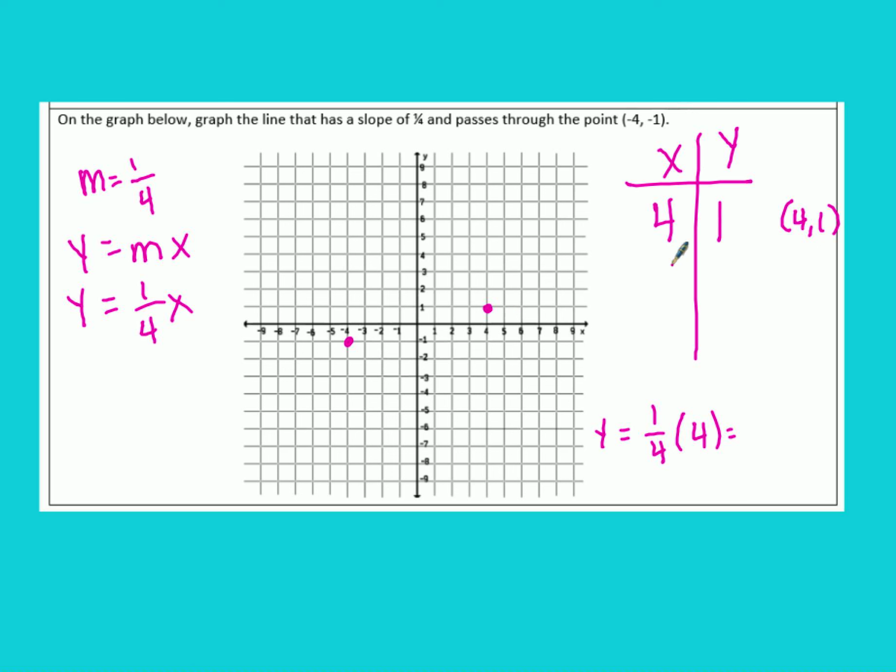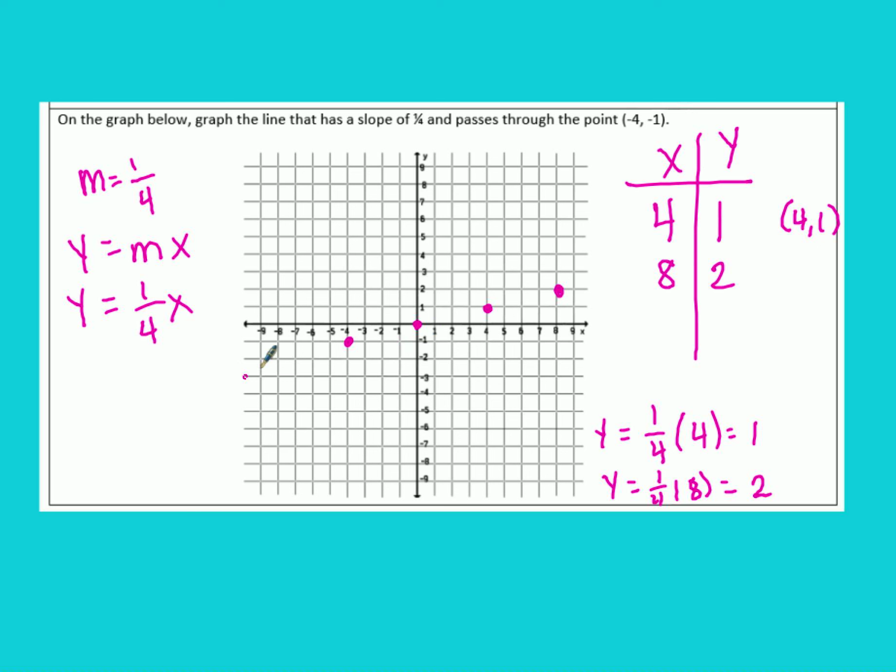We could test the point 8. If I do y equals 1/4 times 8, I would get 2. So when x is 8, y is 2. So the point 8, 2 would be another good point. Now, if you start looking at the slope of this, you're going up 1 and to the right 4. So from any point here, we can go up 1 to the right 4, up 1 to the right 4, up 1 to the right 4. So we go back to that rise over run that we were doing before.